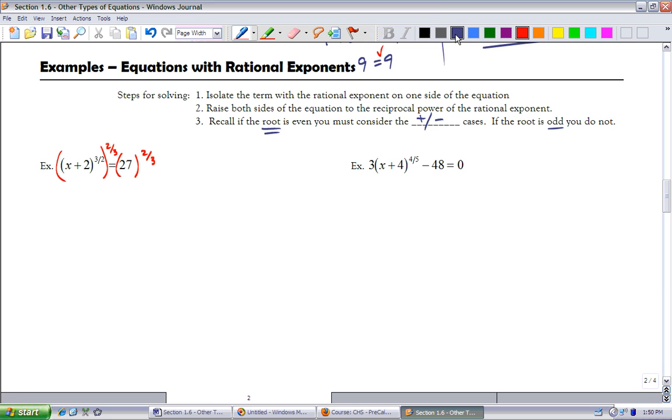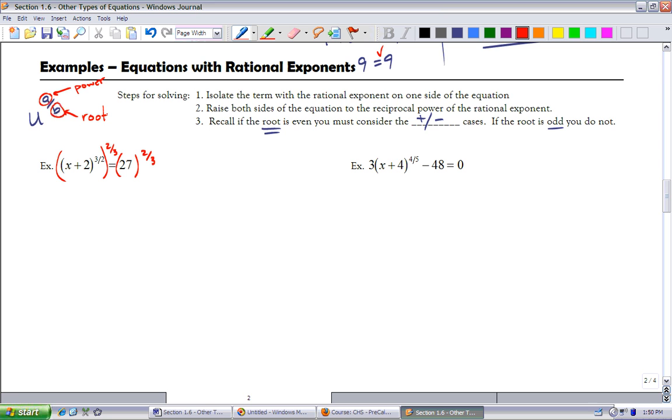Now, quickly here, just a quick review if you don't remember this. If you have some value, we'll use a u here so it's not confusing. If you have some value to a over b power, you have to remember that the a is a power, or an exponent, and the denominator of that fractional exponent is a root.